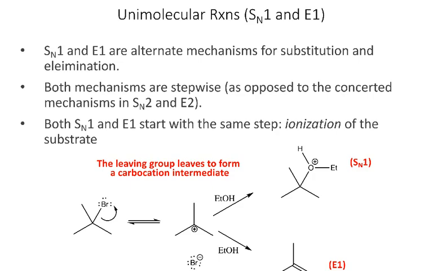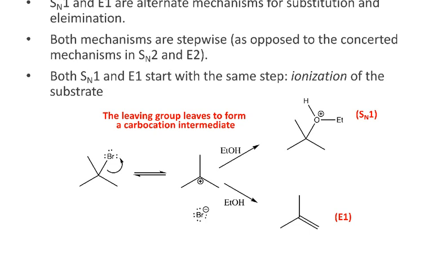So for both SN1 and E1, they start with the same step, which is ionization of the substrate, or the loss of the leaving group. So for both SN1 and E1, the first thing that happens is the leaving group jumps off, and that leaves us with a carbocation intermediate. And then, in a subsequent step, in the case of SN1, the nucleophile will attack, or in the case of E1, the solvent will act like a base, pull off one of the beta hydrogens, and lead to an alkene.